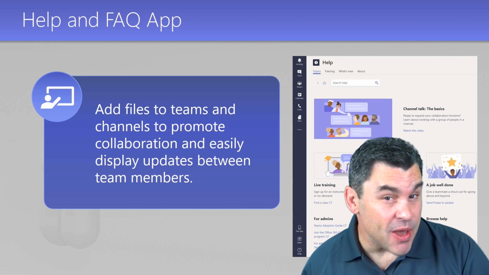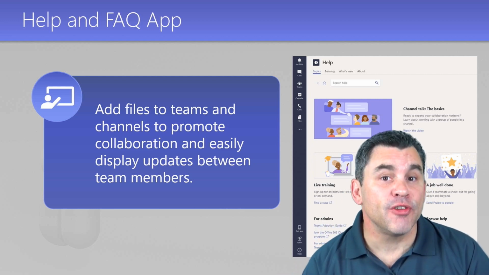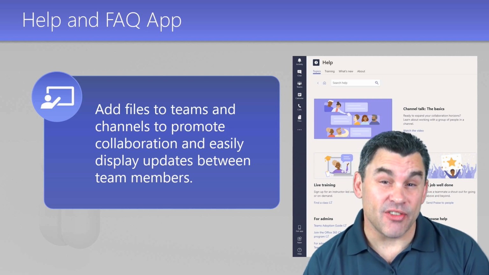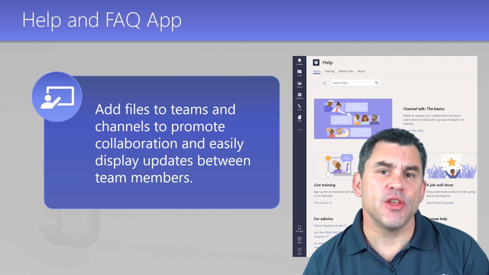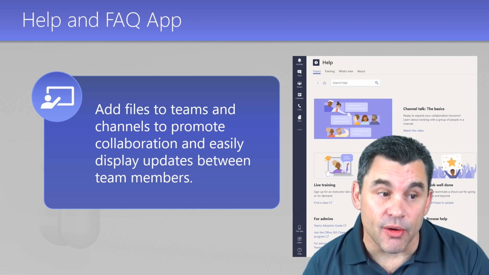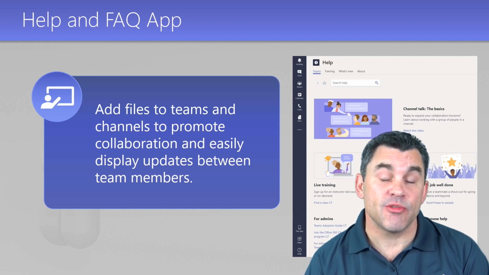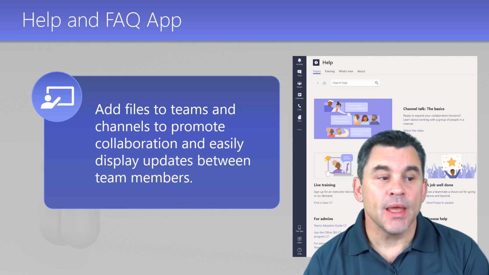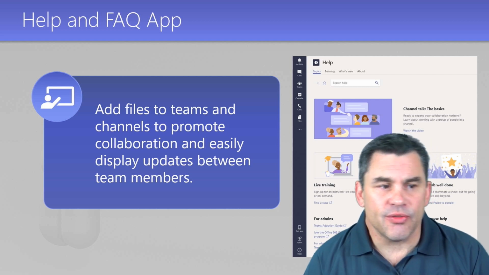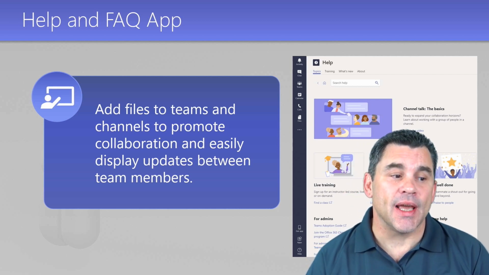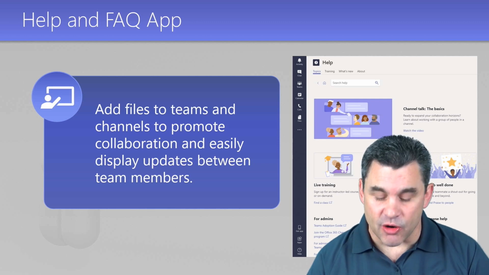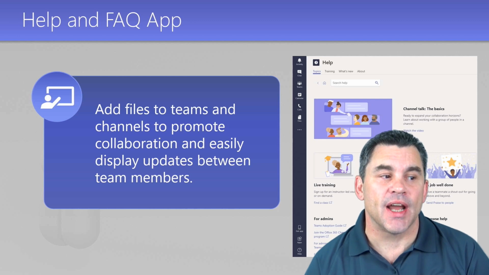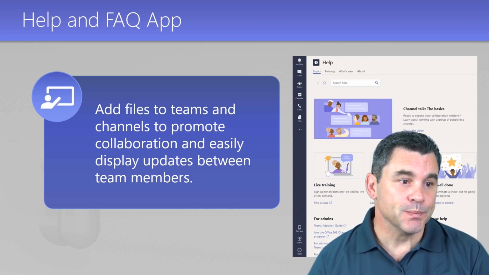This is an underserved aspect. I would highly recommend filling out your wiki and your FAQ apps for help for the end user. This will minimize help desk calls and it will give the users the ability to help themselves. In today's world, helping themselves seems to be more popular nowadays. I would add a lot of FAQ functionality. Add your files to your teams and your channels for collaboration and display updates between the team members. Populate your FAQs, your help environment, add files up to that environment right there that provide instruction to the environment.